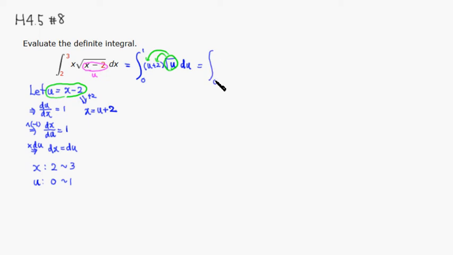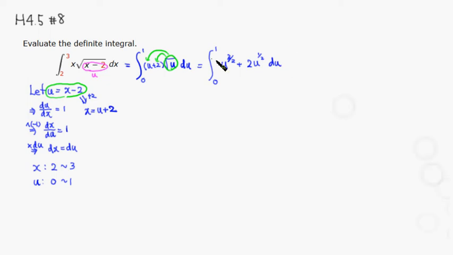We get the integral from 0 to 1. u times the square root of u is u to the 3/2 power, because u to the first times u to the 1/2. 2 times the square root of u is 2u to the 1/2 power, du.